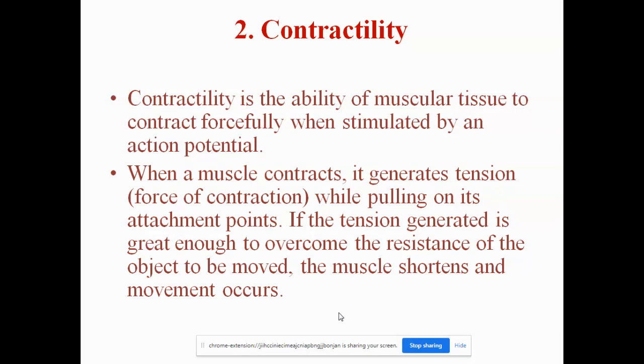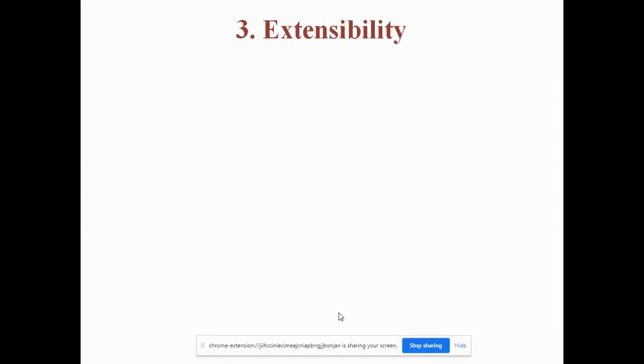When a muscle contracts, it generates tension. This is called the force of contraction, which will result in the movement of the bones or the different regions of the body, by pulling on its attachment points. If the tension generated is great enough to overcome the resistance of the object to be moved, the muscle shortens and movement occurs. That is how we can carry heavy loads with the body or the hand.